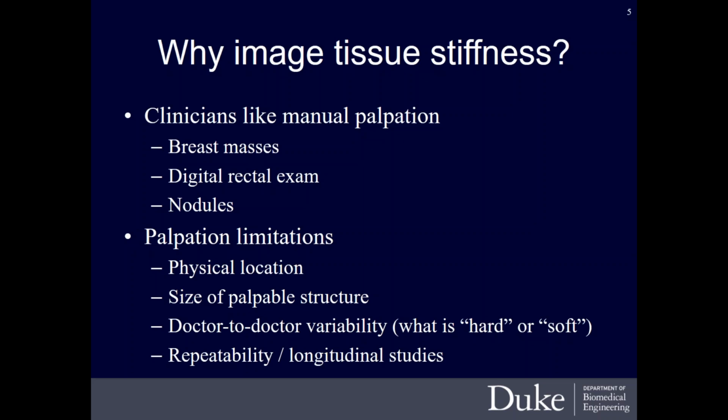But we also know that the practitioner's ability to palpate things has limitations, primarily physical location of where that structure might be, the size of the structure, and of course there's challenges when trying to record information gleaned from palpation. So how does one doctor characterize something hard versus another doctor? How do you report that information for longitudinal monitoring or looking for changes over time? So there's kind of a natural motivation here in the clinical space to characterize tissue stiffness and to have a reliable way to record that.